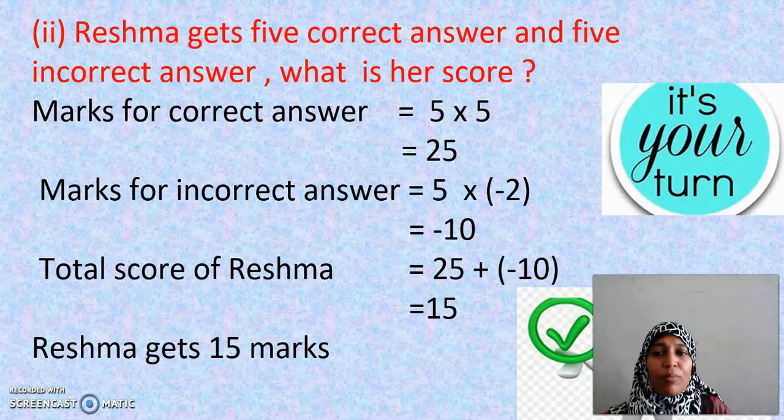He gets 25 marks for correct answers. For wrong answers, he gets -10. So, his final mark is 15 marks. If he had not attempted the unknown questions, he would have got 25 marks. But he has got only 15 marks. Okay. Now, let's learn about one more student also.